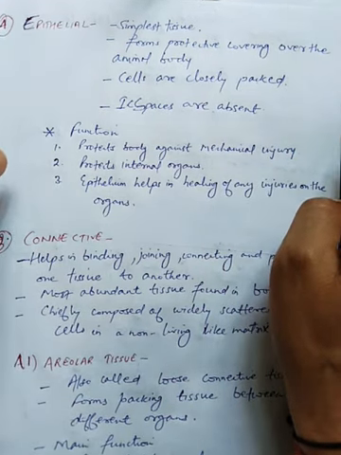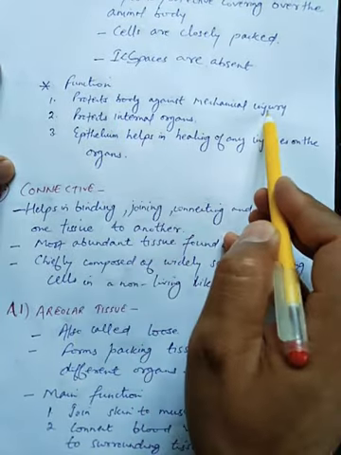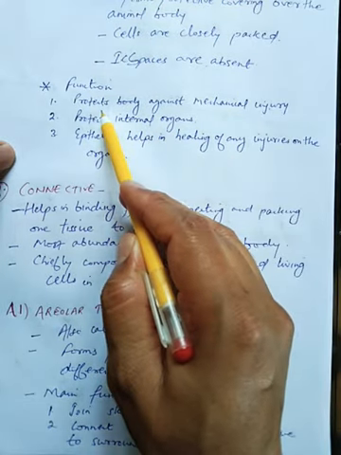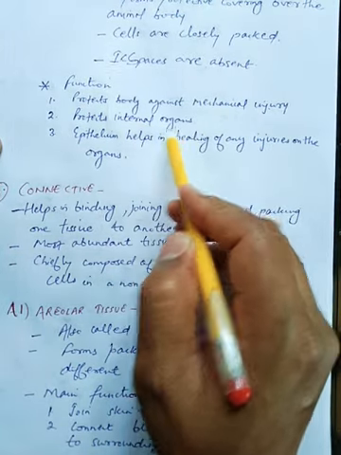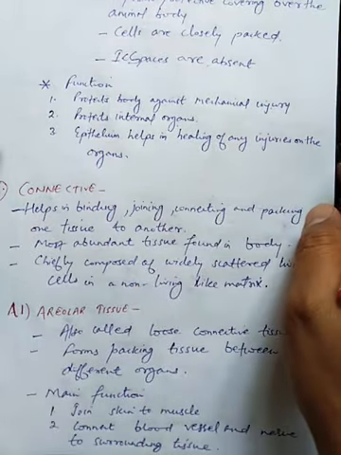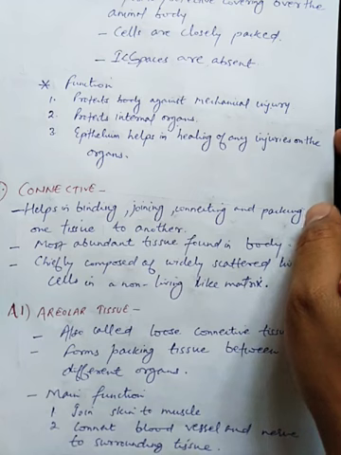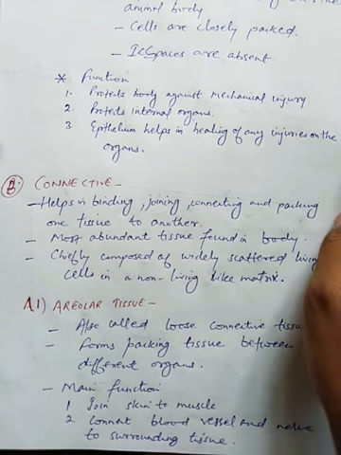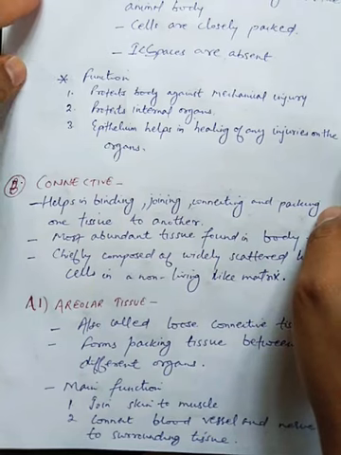Now see what are the functions of this epithelial tissue. You can see here, it protects the body against mechanical injury. So it is a major role of this tissue. It is protecting our body against injury. It protects our internal organs, and epithelium helps in healing of any injuries on the organ. If any organ is injured, this epithelial tissue helps in healing of that organ. So this is the first type, that is epithelial.